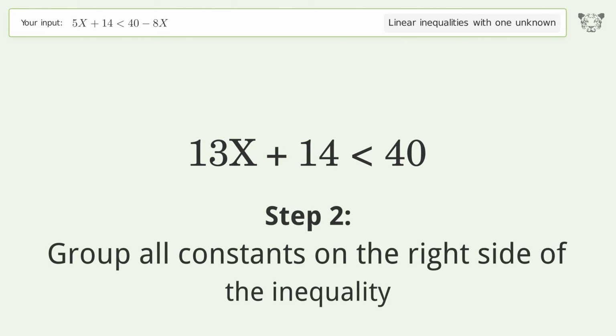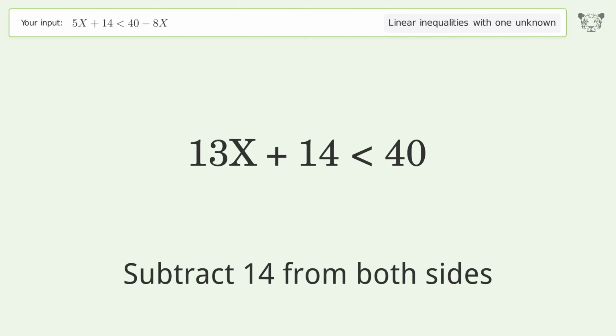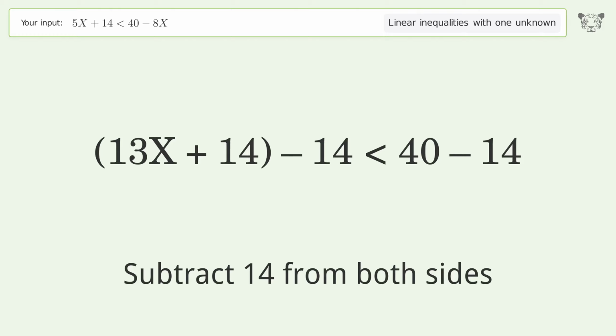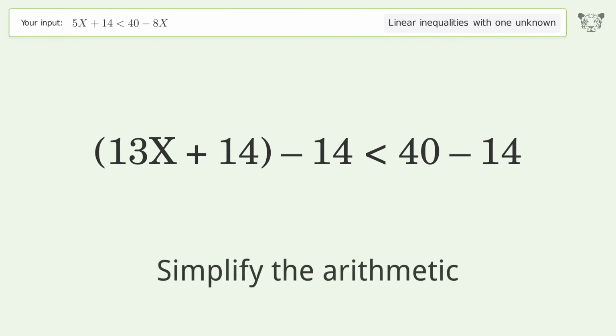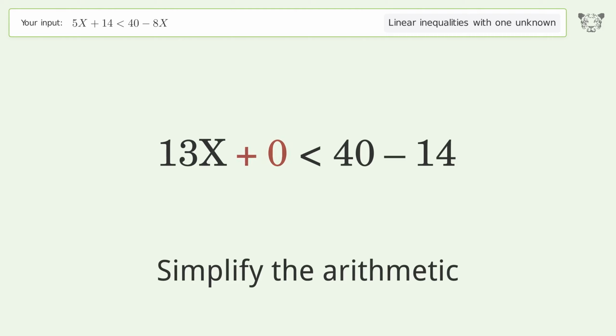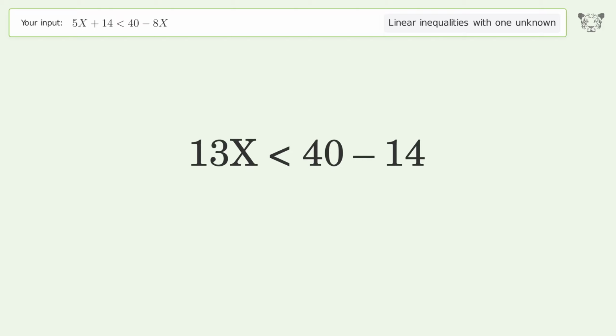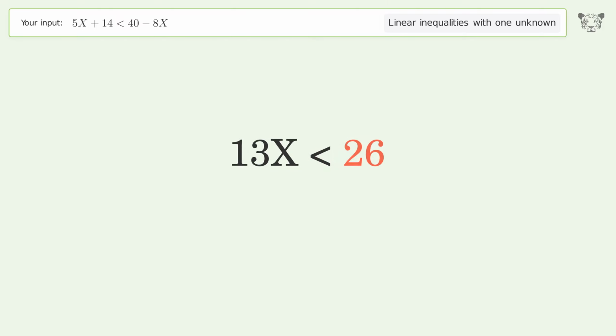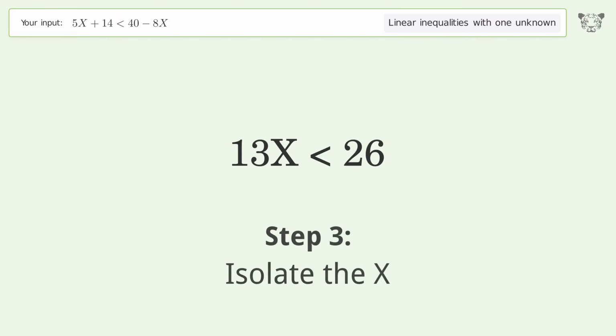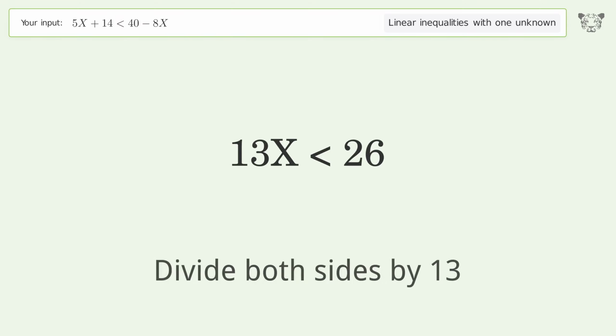Group all constants on the right side of the inequality. Subtract 14 from both sides. Simplify the arithmetic. Isolate the x. Divide both sides by 13.